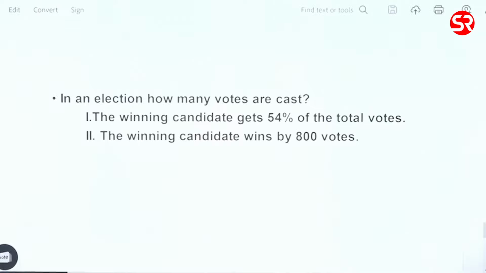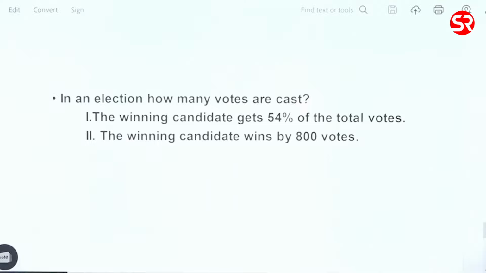Three. One also, two also required, which means you are saying answer is three. Three. Read each and everything given in this question. How did you say three? You said the winning person got 54% of votes, so how many did the losing one get?